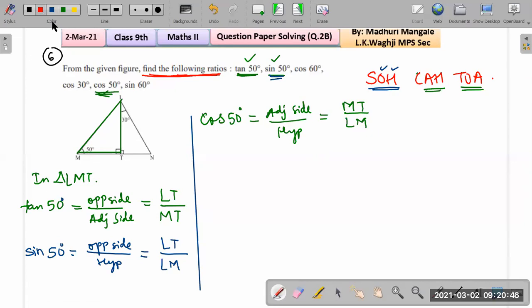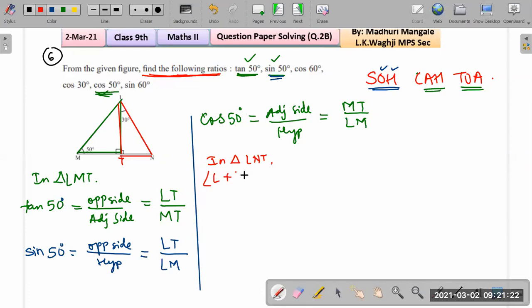Now let us look at how to find the remaining ratios. For that we use the other triangle, triangle LNT. Let me just rename it. So in triangle LNT, we see that one angle is 30 degrees and another angle is 90 degrees. What will be the remaining angle? Let us write it out.